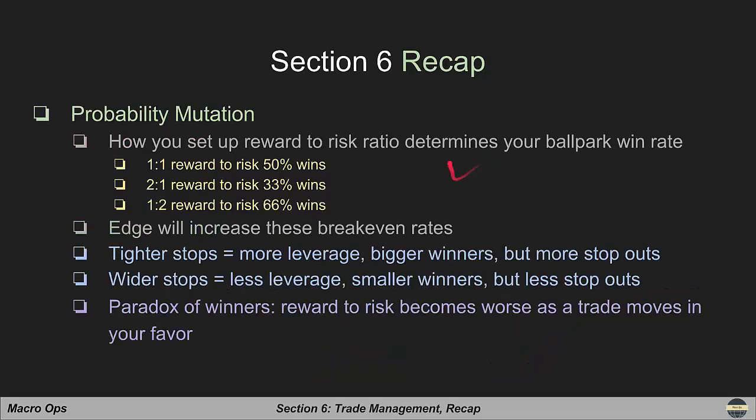Then in the next lecture, we went into probability mutation. And so we talked about how reward to risk greatly affects your ballpark win rate. For example, 1-to-1 reward to risk, if you structure your trades like that, is going to give you generally around 50% wins. 2-to-1 would be 33%, and 1-to-2 is 66%. And then what we hope to happen is that our edge and our analysis process is going to increase these break-even win rates to something above, for instance, 50% if we're looking for a mainly 1-to-1 reward to risk.